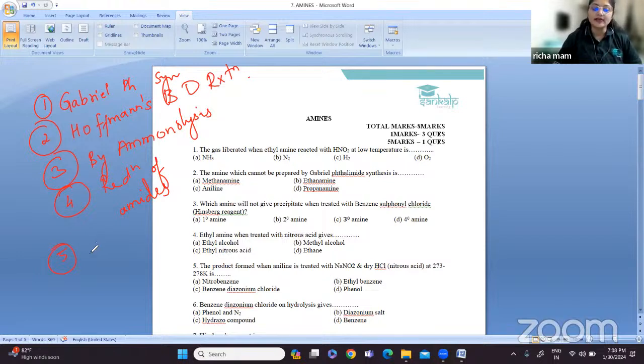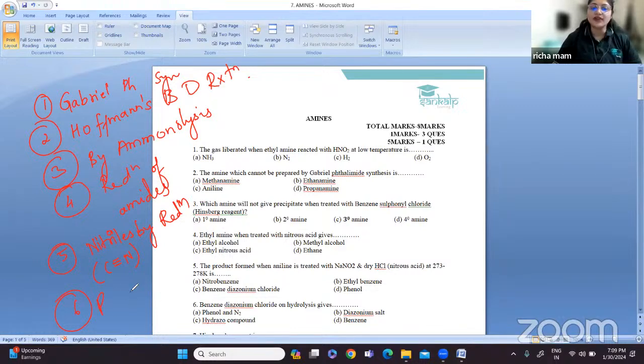Then from nitriles, by reduction. By doing reduction on nitriles, you can prepare the amine. So what are nitriles? C triple bond N is nothing but your nitriles. If you do reduction on nitriles, what do you get? Amines. So this is also a preparation.